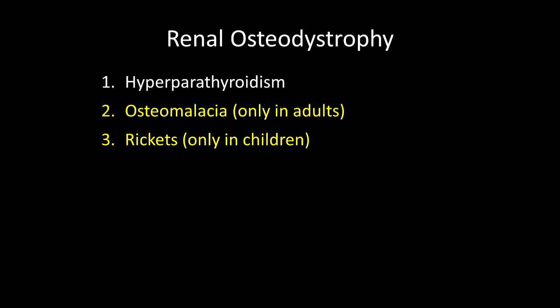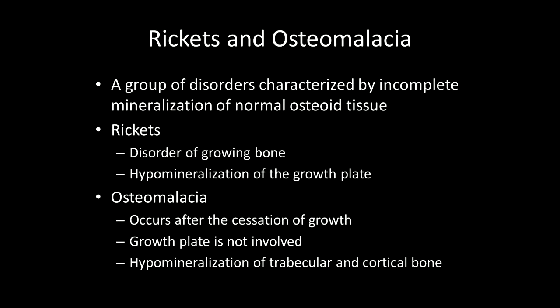So let's move on then and talk about osteomalacia and rickets, keeping in mind that this is really the same disorder with 2 different names. So rickets and osteomalacia are a group of disorders characterized by incomplete mineralization of osteoid tissue. Rickets is a disorder only seen in growing bone, and all of the findings are at the growth plate. Osteomalacia is a disease that is only seen after skeletal growth is complete. The growth plate is not involved, and the hypomineralization occurs in both trabecular and cortical bone.